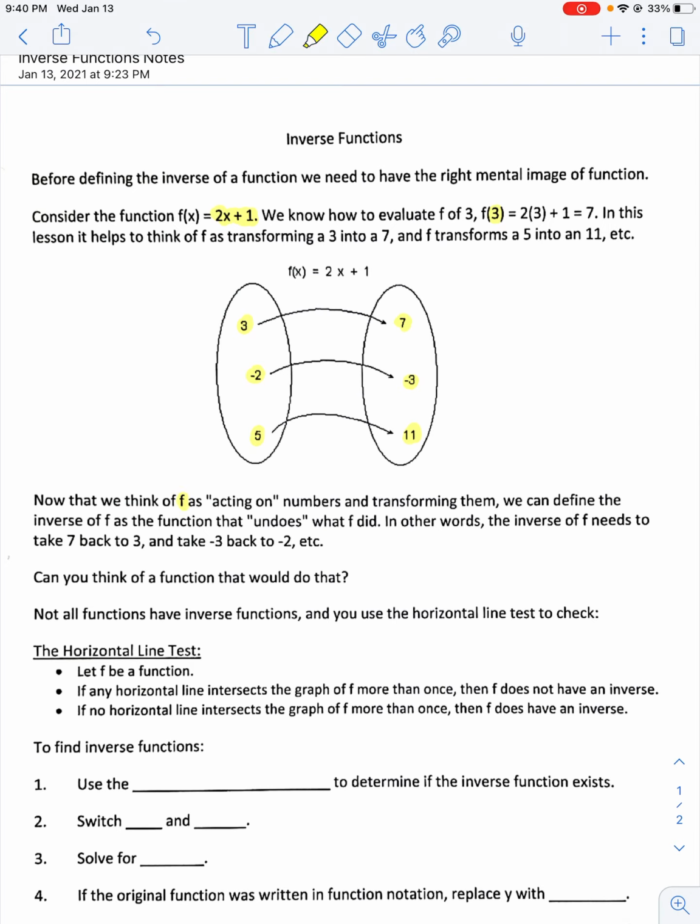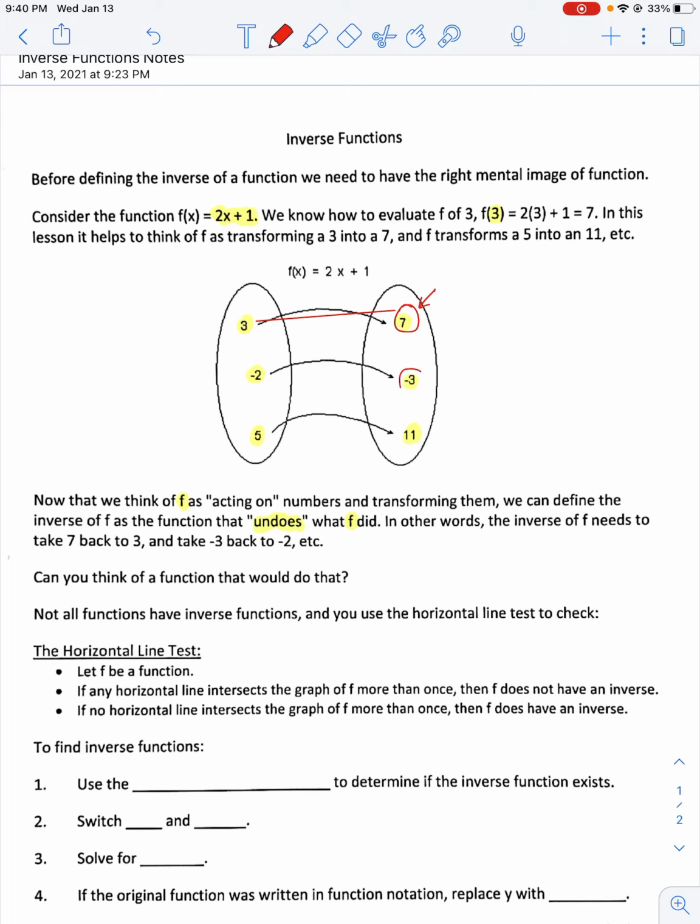F is acting on the numbers and transforming them, and that gives us our values. Well, an inverse function will actually undo what F did. So the inverse of F needs to be able to take this 7 value, and when I plug 7 in, it needs to be able to turn my answer back into the 3.